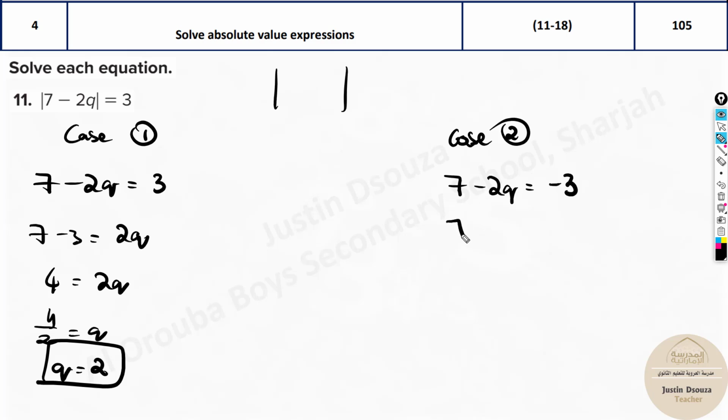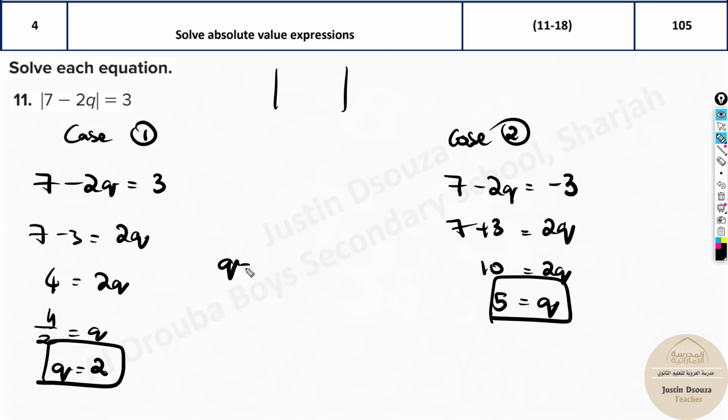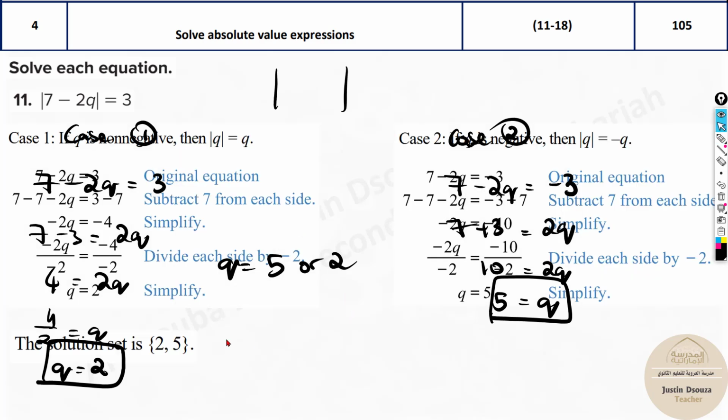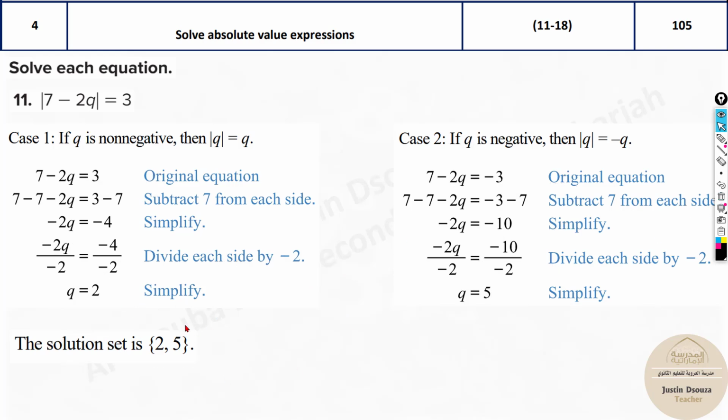Let's solve it. 7 plus 3, because this comes inside, is equal to 2q, positive. 7 plus 3 is 10 equals 2q. And over here, 10 divided by 2 is 5, so q equals 5. So the answers are q equals 5 or 2. There are two answers. You can see the solution set is 2, 5. That's how we get this answer. There are two solutions while solving.